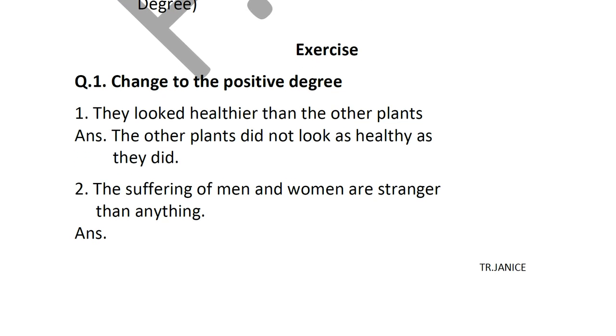Now, your exercise. I have given you one example in each exercise. You have to solve the rest of the exercise. Now remember, after you answer, leave a line and then write the question. Change to the positive degree. They look healthier than the other plants. So, other plants do not look as healthy as they do. Now remember, positive degree means "as," whatever the degree. Remember, "as" for positive. Okay.